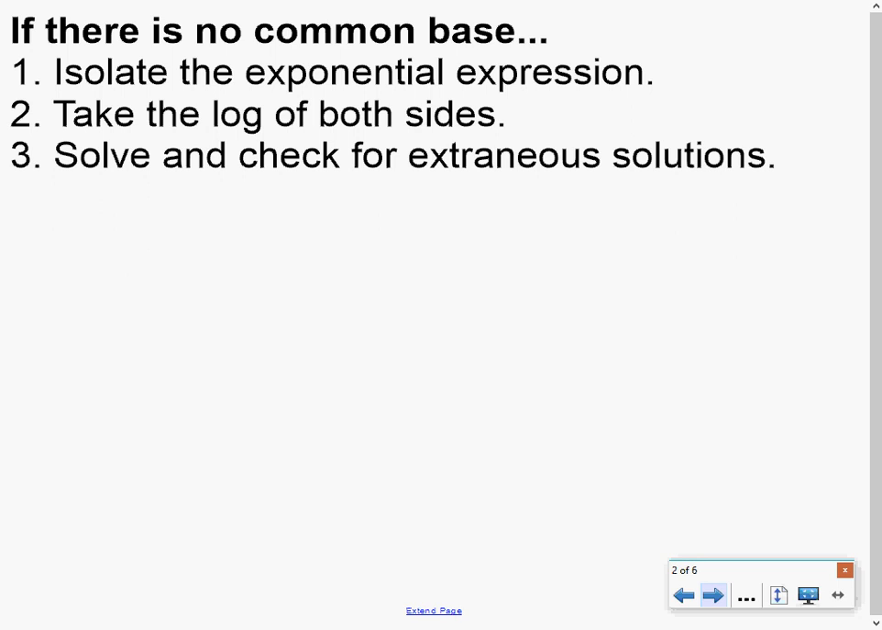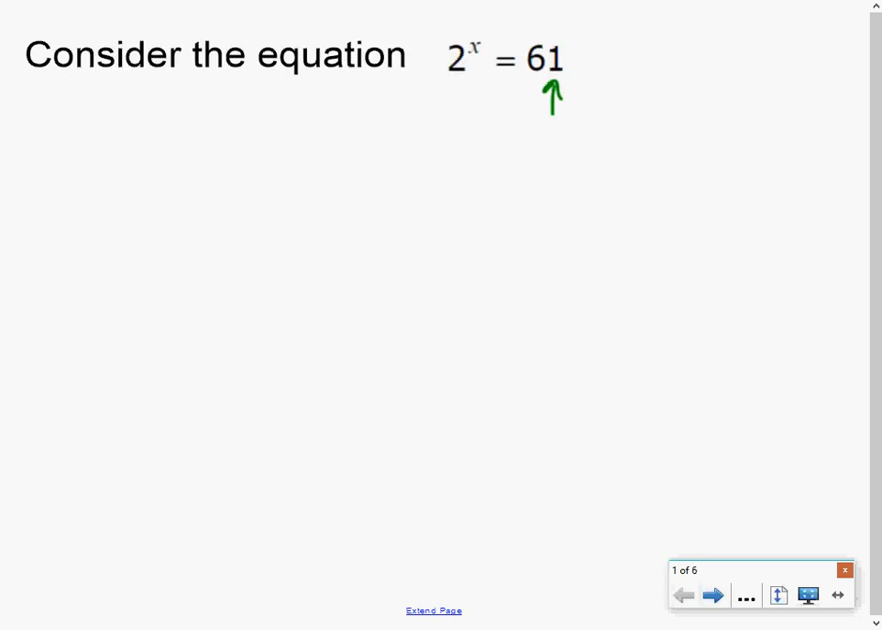So if we don't have a common base, if we can't find one, we are going to, first of all, isolate the exponential expression, make sure it's all by itself. And then we are going to take the log of both sides. Remember, as long as you're doing the same thing to both sides, it's fair game. That's going to allow us to do something special here, and then we're going to be able to solve a logarithmic equation instead.